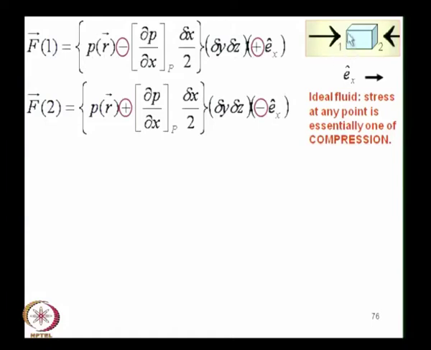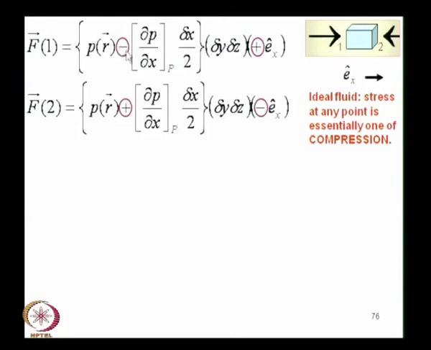So, the force acting on phase 1 is pressure multiplied by area, right? If pressure is force per unit area, force better be pressure multiplied by area. But then, where is the pressure to be determined? The pressure is to be determined on phase 1, not at the point which is inside, where the pressure may be different. So, it is the pressure at the internal point P, and then different from it by an amount which is given by the rate of change of the pressure with x multiplied by the displacement from that point, which is delta x by 2, but there must be a minus sign over here. And what is the direction of this force? It is from left to right. So, it is along plus e_x, right?